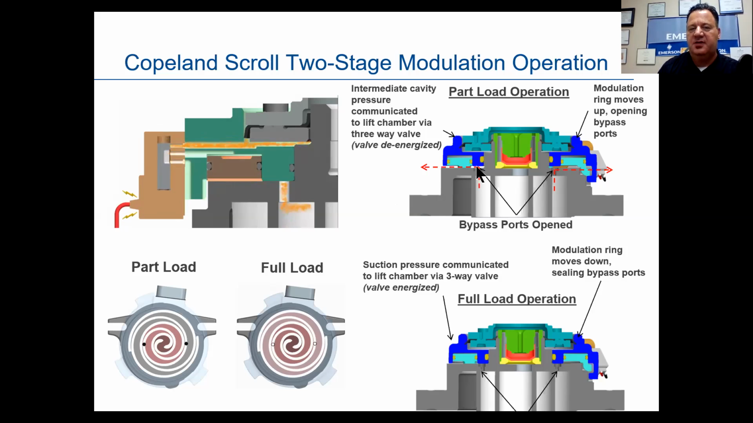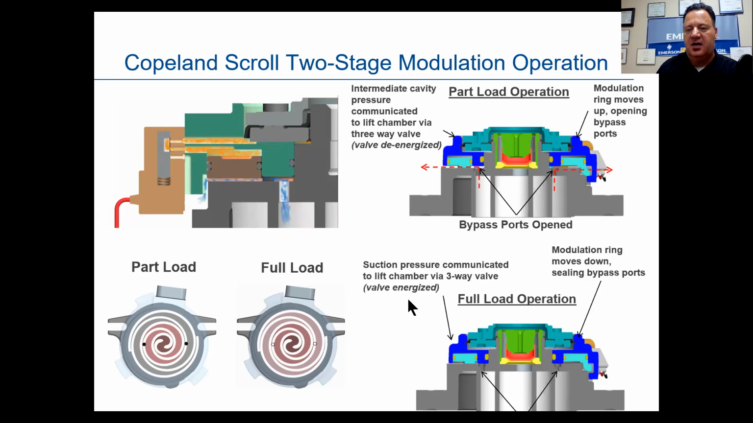Okay, you can see that lifting up, that lift ring, that three-way, lifts it up, and those bleed ports that I showed you earlier in that medium cavity, okay, here's the low, medium, and high pressure cavities, will bleed out from both sides, all right? Modulation ring moves up, opening the bypass. At the bottom, you'll see it's a full load operation, suction pressure communicated to the lift chamber. The valve is energized now at full capacity, all right? The valve is energized at 100% or a fixed capacity, all right?